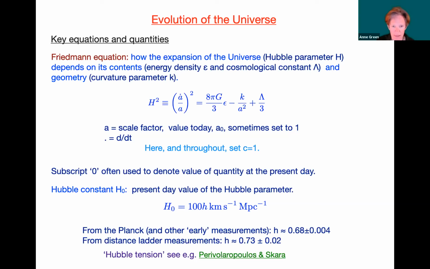So having said all that, let's unpack the Friedmann equation a little bit more carefully. a is the scale factor. H, the Hubble parameter, is a dot divided by a, so it's giving us the relative expansion rate of the universe. Then the Friedmann equation tells us how it's related to the energy density epsilon, and the geometry of the universe via the curvature parameter k. k is 0 for a flat universe, greater than 0 for a closed universe, and less than 0 for an open universe.